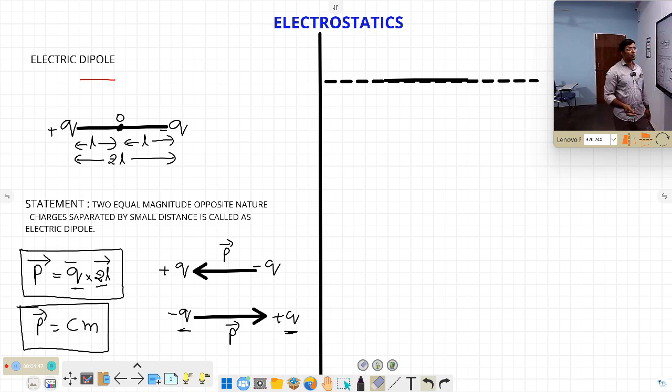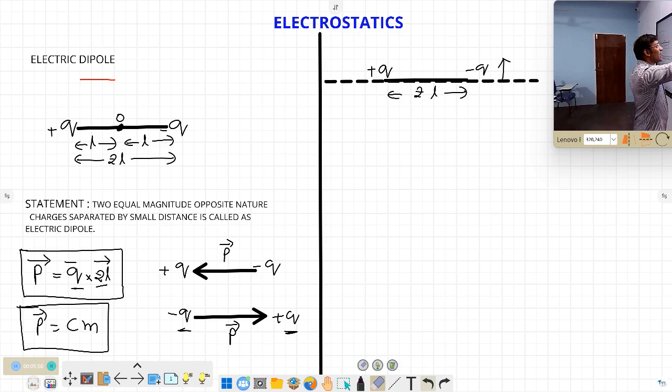Now next, if you come across a dipole here, I have taken one positive charge and a second negative charge, separated by a small distance we call 2L. This dashed line taken along the line joining the two charges, that is the positive and negative, is called the axis of the dipole.